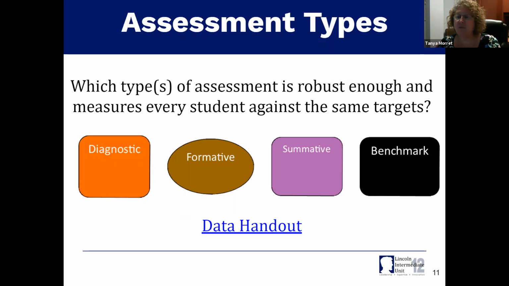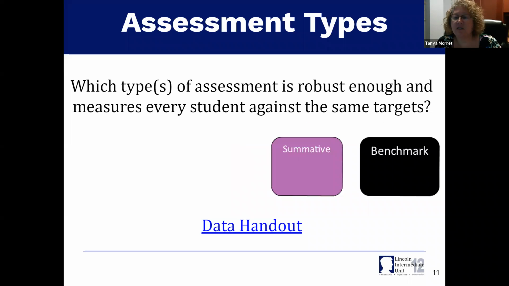I'm not going to have you mention it in the chat, but personally, just think about which one of these assessments, one or both or more than one, is robust enough that if we ask ourselves how close to where we want students to be, which one is going to have enough information or be strong enough and valid enough to give us some reliable results?